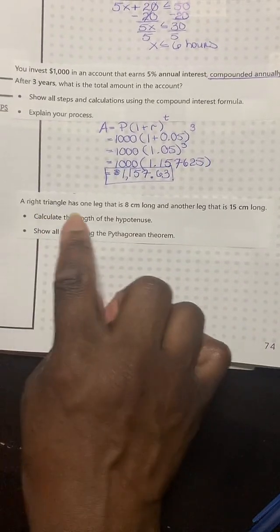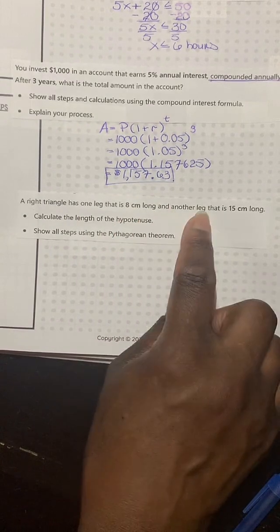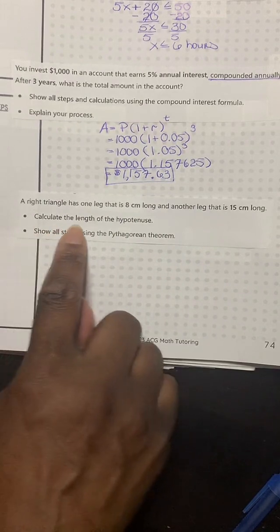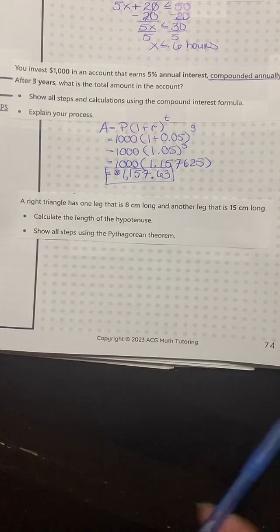So we have a right triangle that has one leg that's 8 centimeters long, another leg that's 15 centimeters long. Calculate the length of the hypotenuse. Show all steps using the Pythagorean theorem.